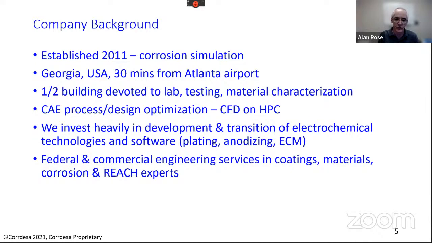We make a lot of use of computational tools. I have a cluster, a dedicated machine for some of the heavyweight computing. We invest a lot of time in development and transition of these electrochemical technologies, not just the software, but we don't want to use the software just for the sake of it. There's got to be an end to it. And the end is better systems, better processes, optimized designs.